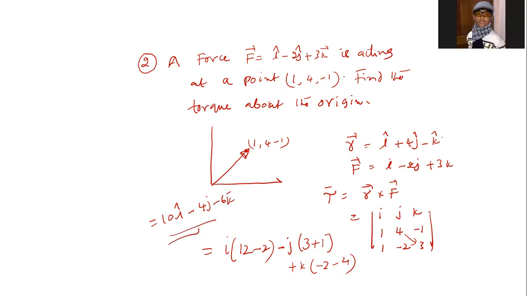Sir, that should be minus 1. Let me see. Where is it? This and this gone. i into 4 into 3, 12, minus plus 2. That's correct. Minus j into 1 into 3 minus 1 plus 1. k is gone. 1 into minus 2, minus 2. 1 into 4, minus 4. Where is the trouble?